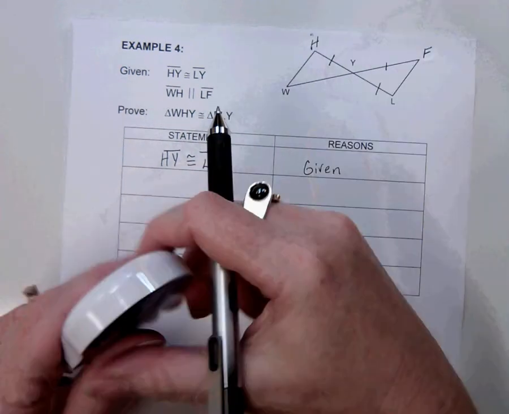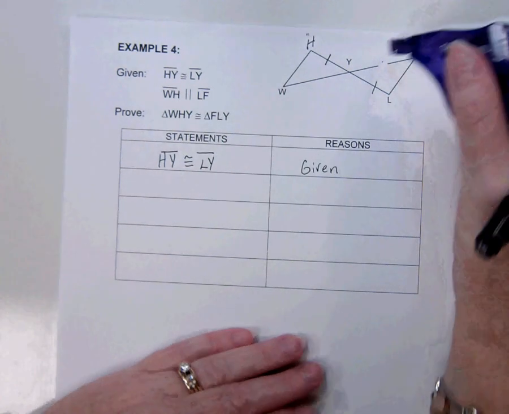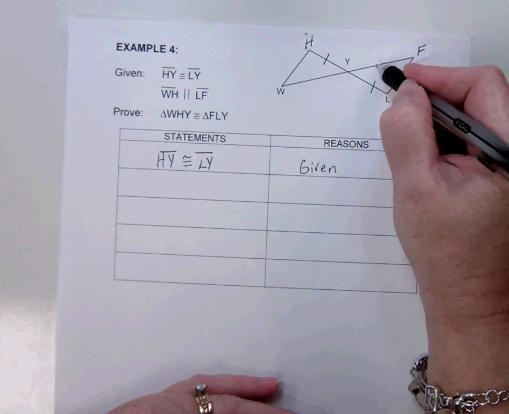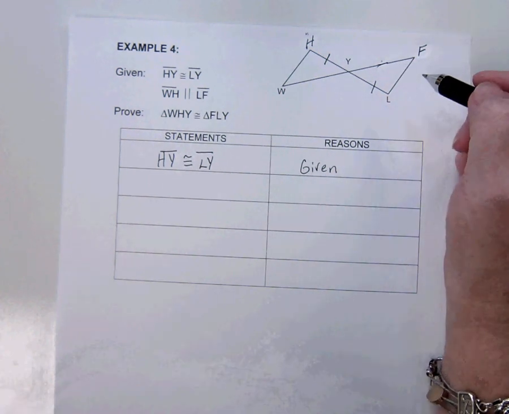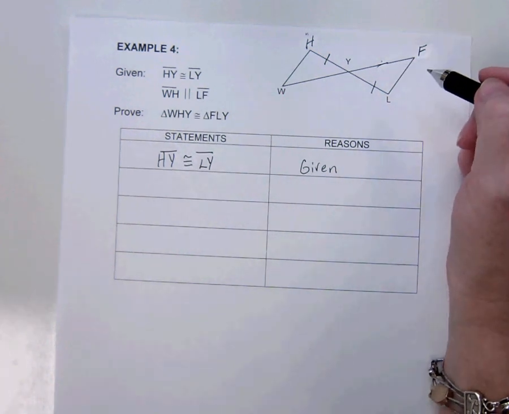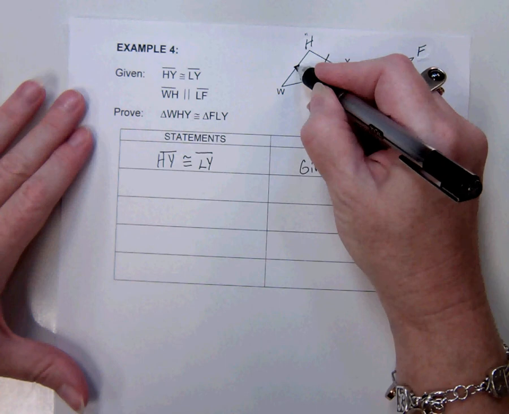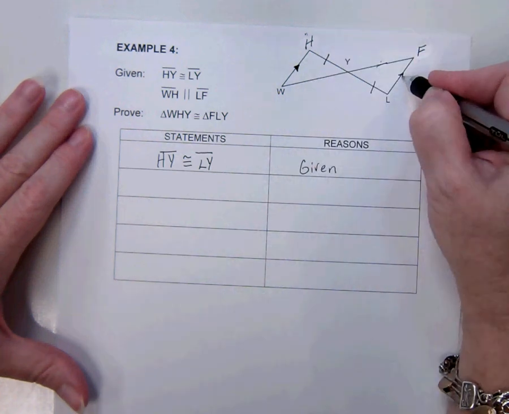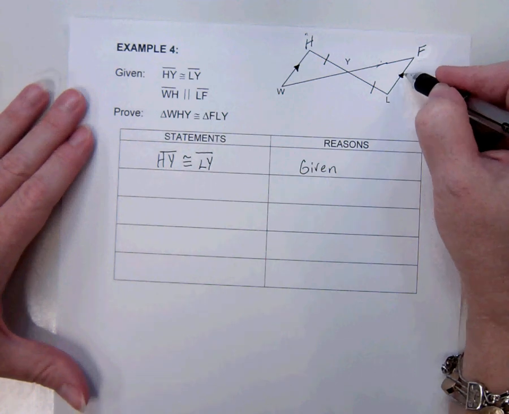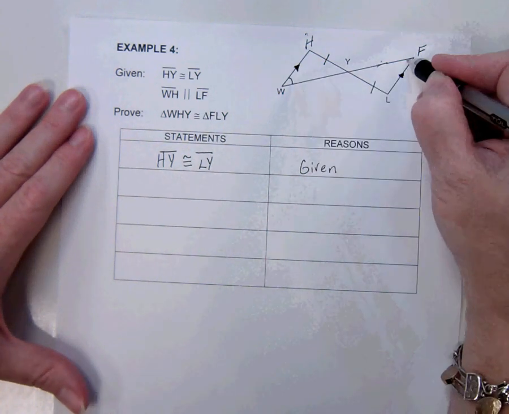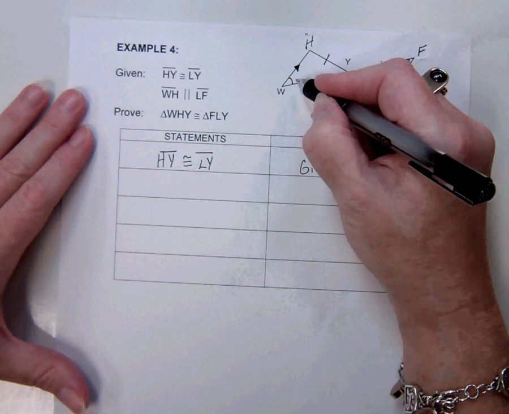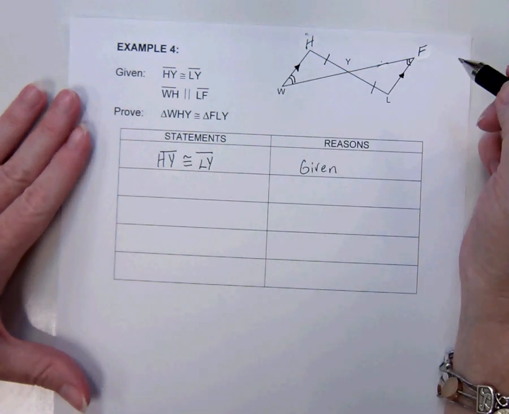I hope you had a pencil. You're going to have to take this off. That shouldn't be there. We don't know that. Now, because we know that these lines are parallel, I'm going to put an arrow. This is not a tick mark, it's an arrow. So draw a little arrow to show parallel. Now, when you have parallel lines, you have alternate interior angles. So we know that these two angles are alternate interior.